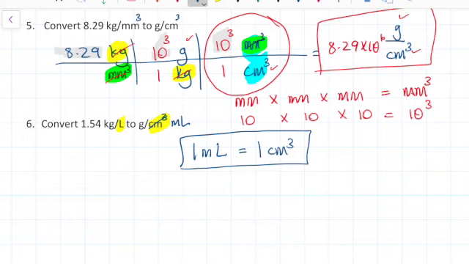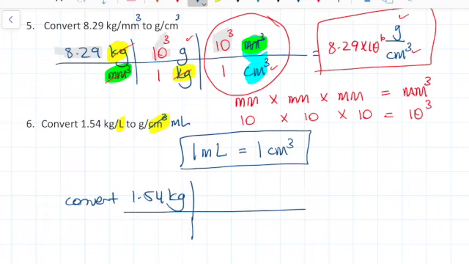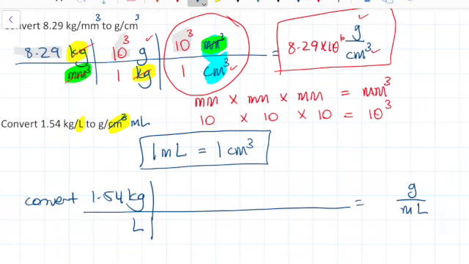Okay? So here we go. I'm going to convert 1.54 kilograms per liter to grams per milliliter. I've seen students write milliliter cubed. There is no such thing. Milliliter is already a volume, so you don't need to cube milliliter or liter or microliter. It's already a volume.